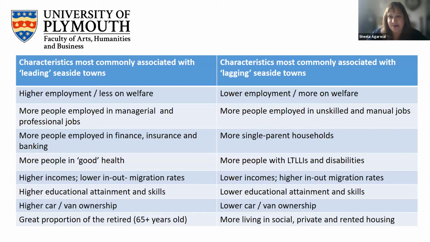In terms of the characteristics associated with the laggers, again, not unexpectedly, it almost mirrors the characteristics of leading, where lower employment, these towns exhibited more people on welfare and benefits. They had more people in unskilled and manual jobs, more single parent households, more people with long-term limiting life illnesses and disabilities living in these towns, lower incomes, much higher in and out migration, lower educational attainment and skills, lower car and van ownership, and more living in social, private, and rented housing.